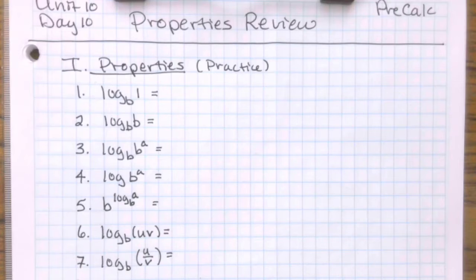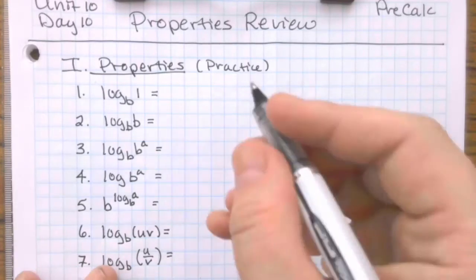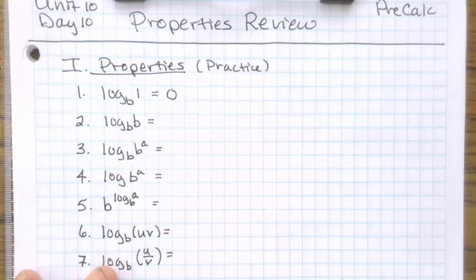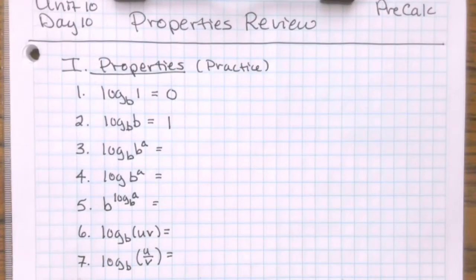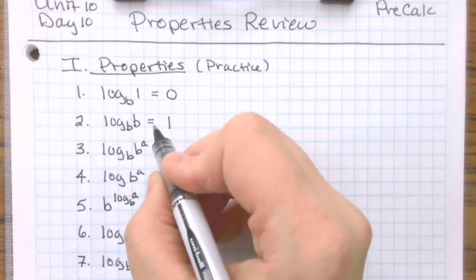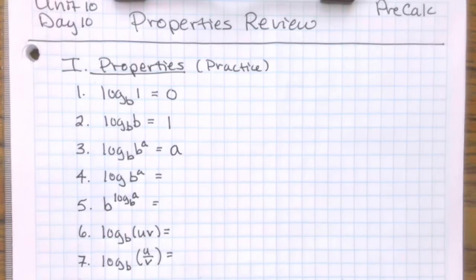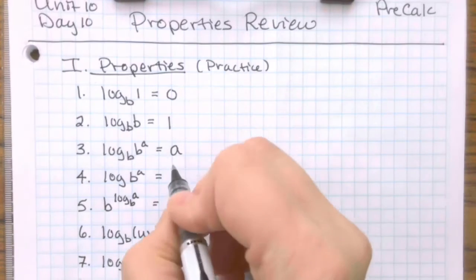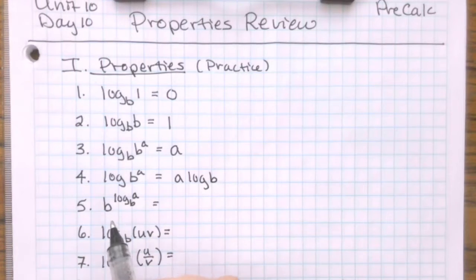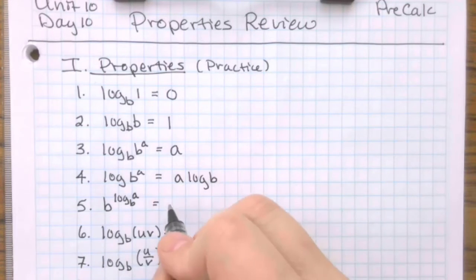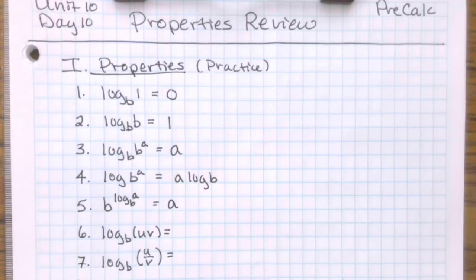All right, coming back now, here we go. Log base b of 1 equals 0. Log base b of b is 1. Log base b of b to the a equals a. Log of b to the power of a is equal to a log b. B to the power of log base b of a is a.